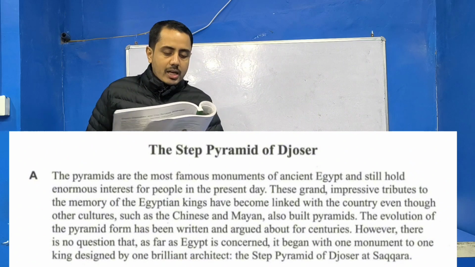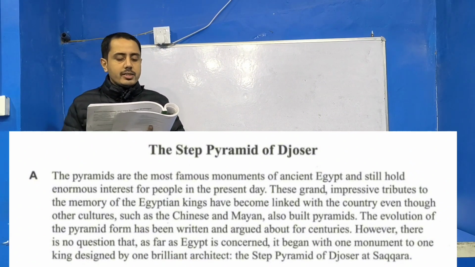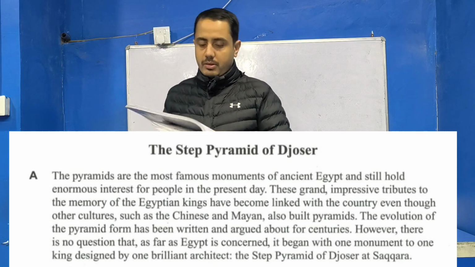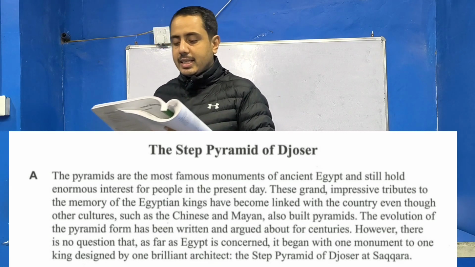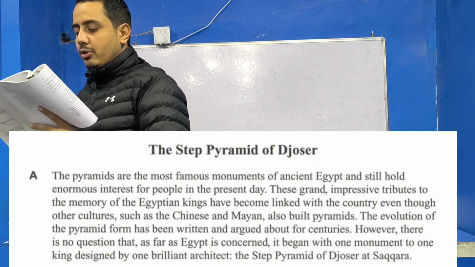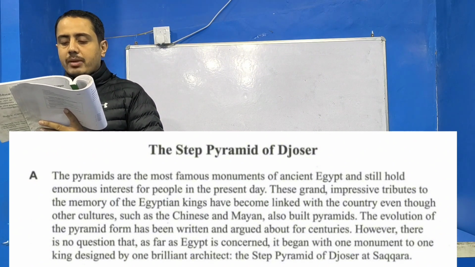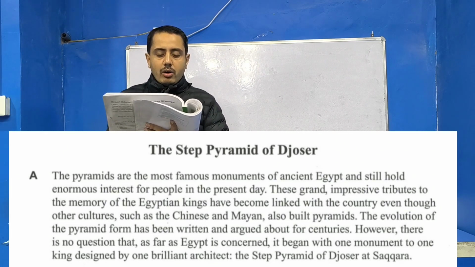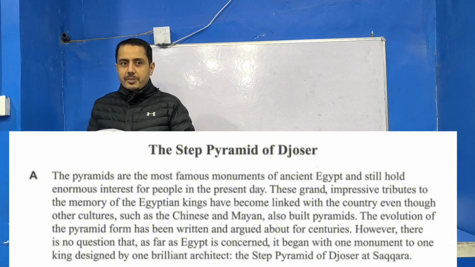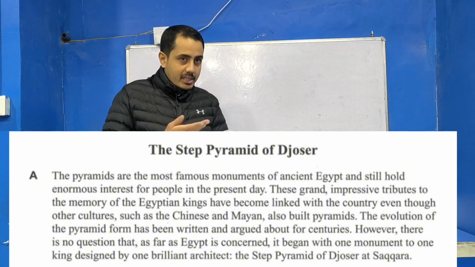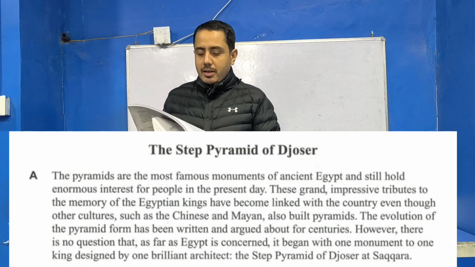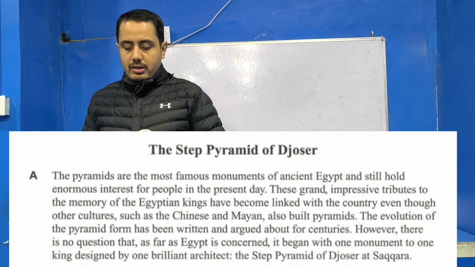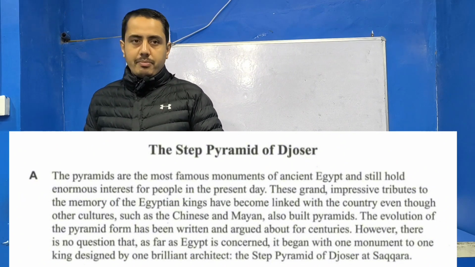The pyramids are the most famous monuments of ancient Egypt and still hold enormous interest for people in the present day. Not that difficult, I guess, to understand. These grand, impressive tributes to the memory of the Egyptian kings have become linked with the country, even though other cultures, such as the Chinese and Mayan, also built pyramids. So we only know about Egyptian, like commonly, but there are Chinese pyramids as well. And Mayan. Mayan means a civilization that used to exist in South America, like in countries like Brazil and places like those.